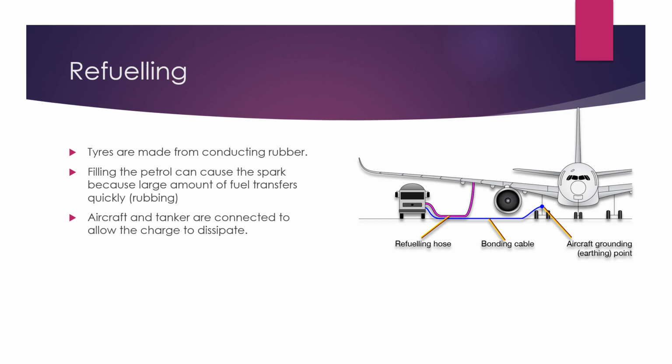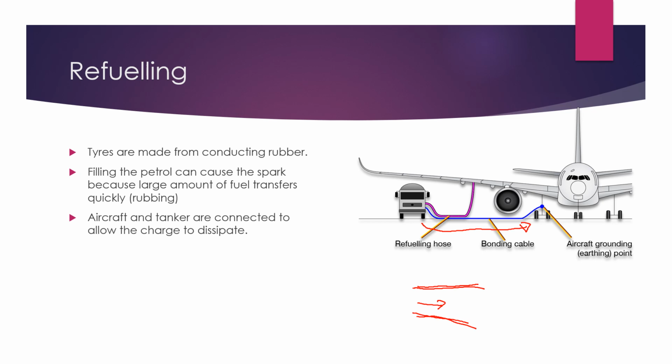Because the static electricity can cause a spark. And if the spark occurs in the petrol tank, the gasoline, then it can cause an explosion. The process of filling petrol to the aeroplane is also risky, because when the gasoline flows with high speed from the tank through the pipe into the aeroplane body, it's just like a rubbing, right? So there will be a possibility for build up of static electricity in the body of the aeroplane. So it's dangerous also. It can cause an explosion.